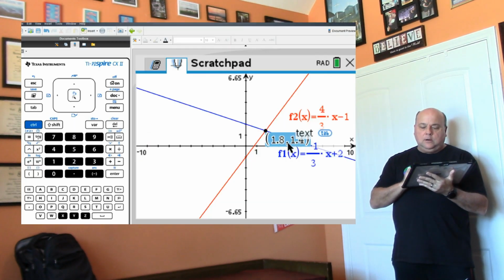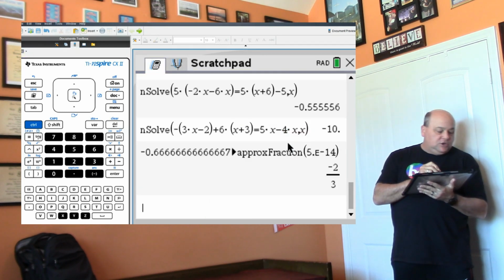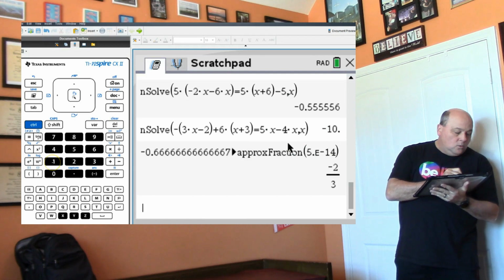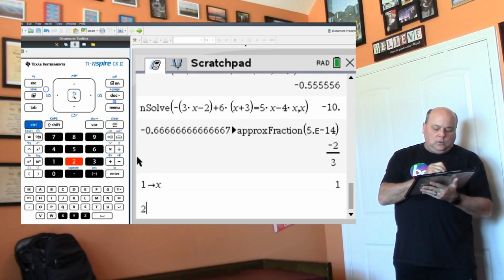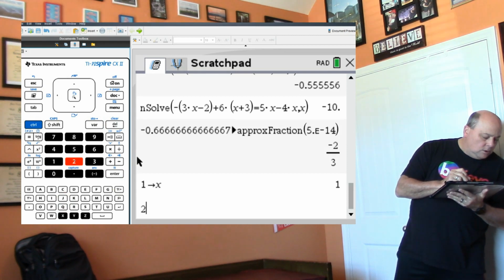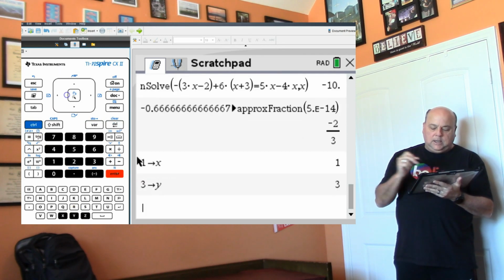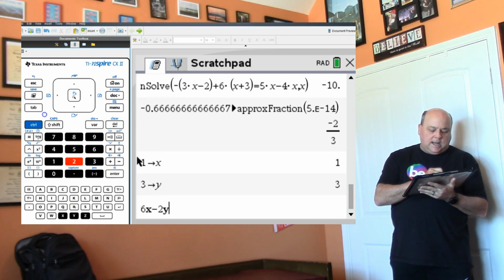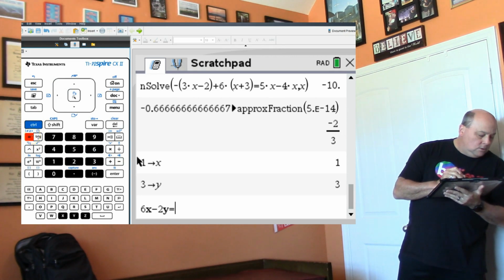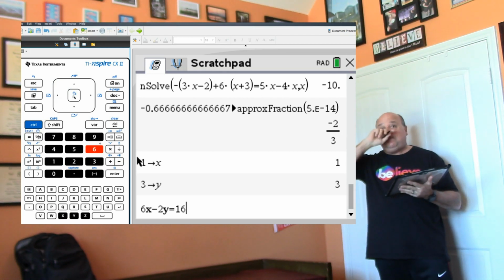So let's go to our calculator. We're going to go to the scratch pad, and then we're going to store, let's do A first. 1 is going to be our X, control variable X, not Q, X. And 2, is it 2? No, 3. 3 will be our Y. Control variable Y. Hit enter. Now then type in the first equation. 6x minus 2y equals 16. So what I did is I stored that point, and now I'm going to type in the equations.